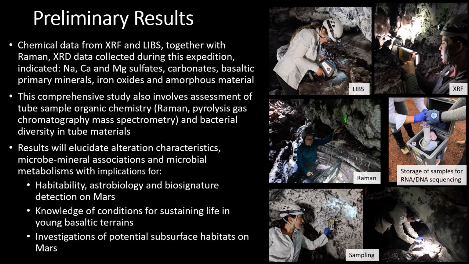Chemical data from the LIBS and XRF instruments used to analyze materials inside the Mauna Loa lava tube, together with data from other instruments that we had on the expedition, which included a Raman spectrometer and also XRD data we have obtained, indicated a variety of minerals in the materials inside the lava tube, including several different types of sulfates, so sodium, calcium, and magnesium sulfates, carbonates, basaltic primary minerals, iron oxides, and also amorphous material, so X-ray amorphous material, or material that doesn't have any structural order.